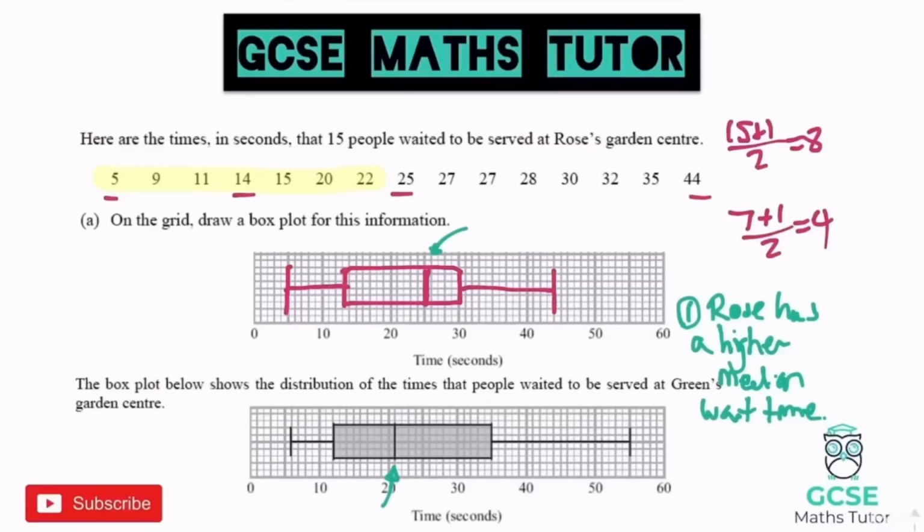The next thing we have a look at is the distance between the quartiles. And again, I don't have to mention any numbers, but I just have to think, this is the distance between the quartiles. It's called the interquartile range. And on the one below, here is the distance. Now hopefully you can see there visually that on the Greens Garden Centre there is a higher interquartile range, meaning that the data is more spread out, and you want to mention that word spread out.